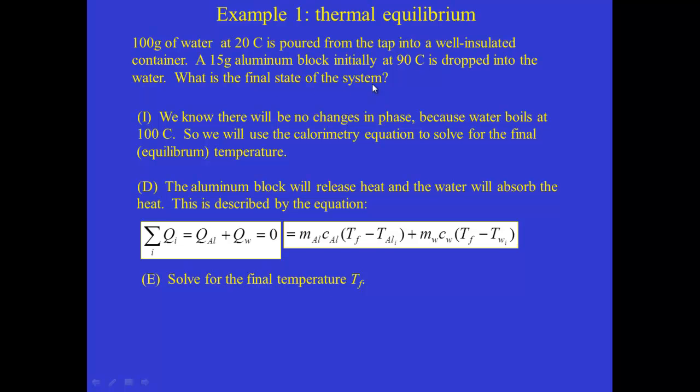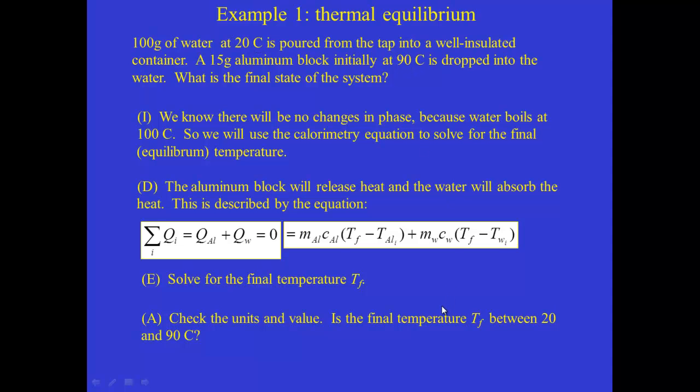We will say the 100 grams of water and the 15 grams of aluminum are at a final temperature TF. So that will solve the problem. When we're done, we check the units, check the value, and one practical thing that we can do is check to see whether the final temperature is indeed between 20 degrees and 90 degrees.